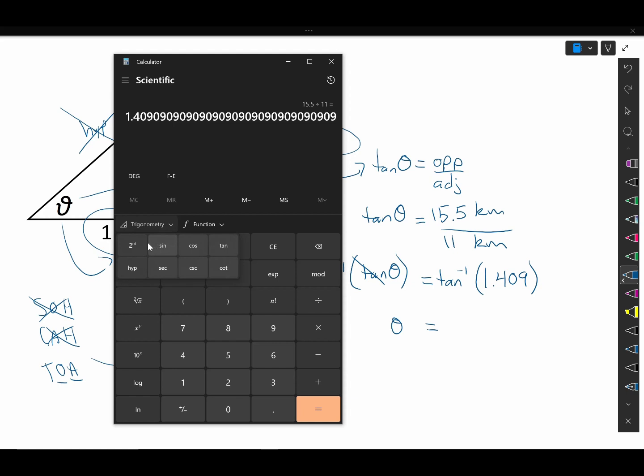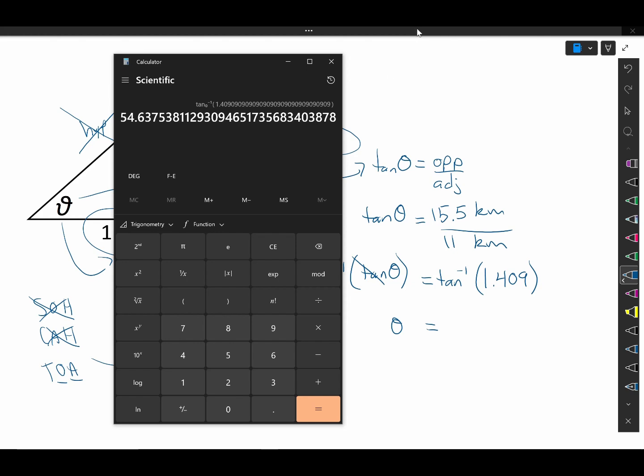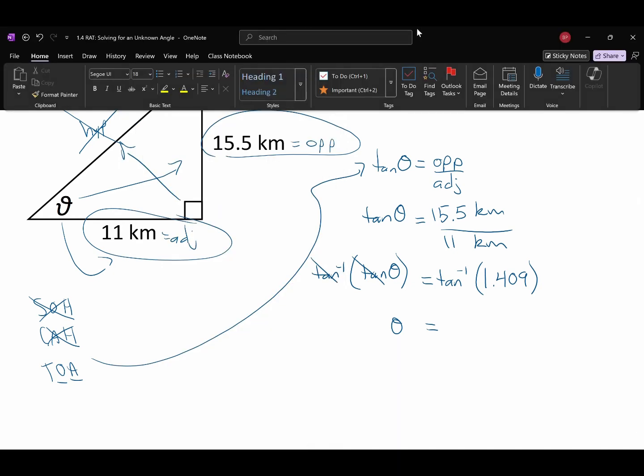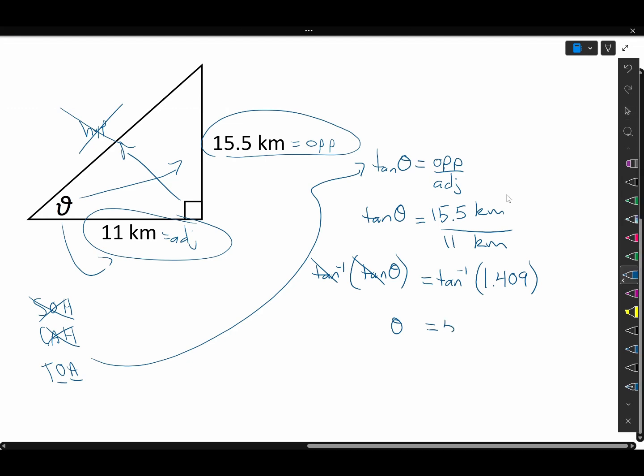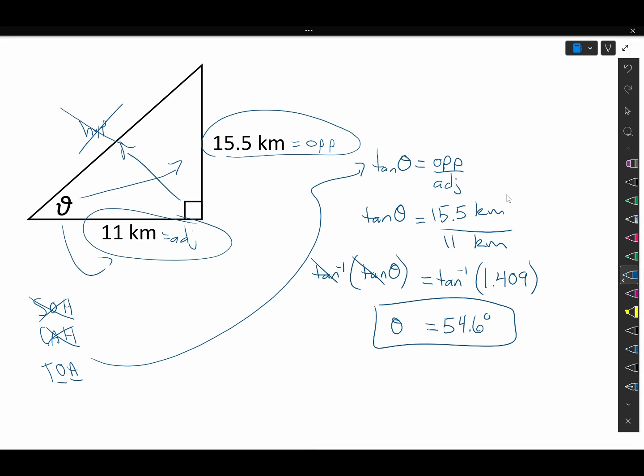I can use my trig functions here. Second, to get an inverse here, the inverse tan of 1.409 is 54.6 degrees. So that's what I'm working with right here. 54.6 degrees. Nice job, us. Now you know how to use your SOH CAH TOA in the other direction to find not just an unknown side length, but an angle as well. Nice work.